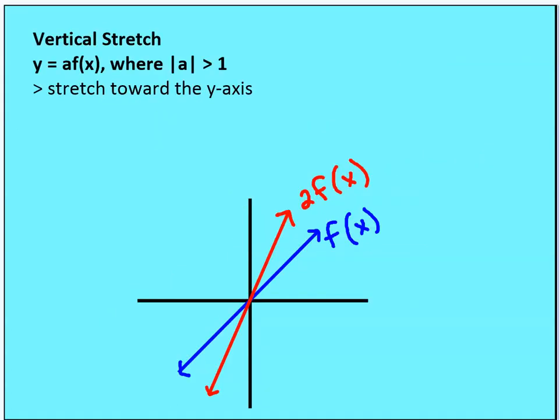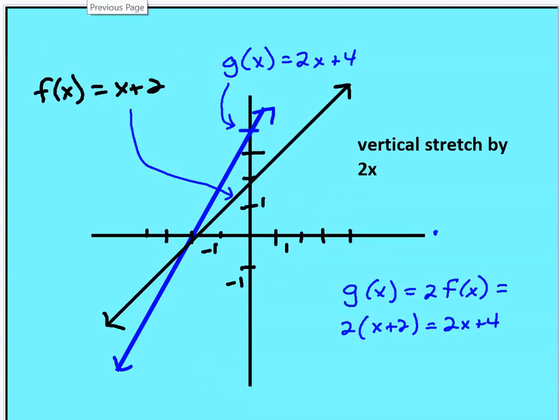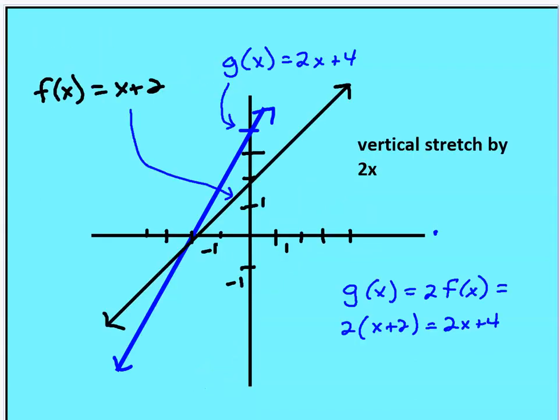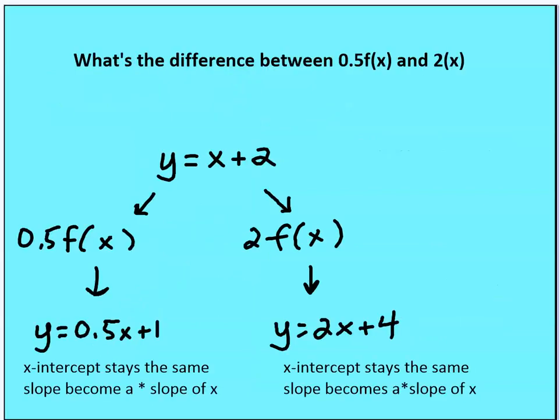Right, so now I'm vertically stretching. Now my slope becomes steeper. 2 times f of x, where a is greater than 1. And you can see I have a transformed function again, x plus 2. Now I'm going to make that steeper by a factor of 2. So it becomes 2 times f of x, or 2 times x plus 2. 2 times x plus 2 is 2x plus 4. And there is the transformed function vertically stretched by 2.